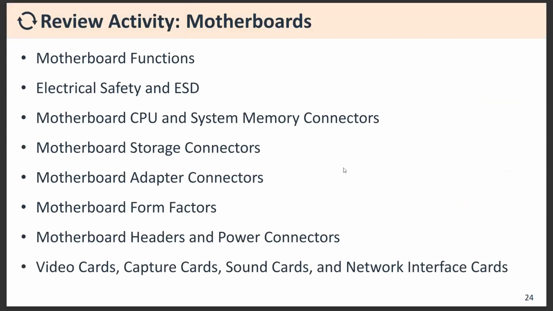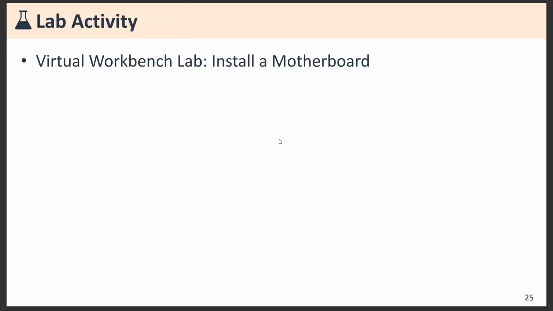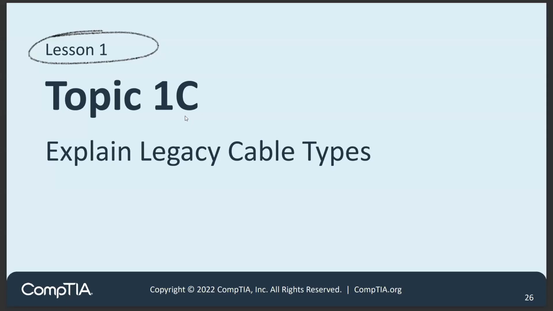Okay, so we were covering all the motherboard functions, electrical safety and ESD. Also the motherboard PC, CPU and system memory connectors, motherboard storage connectors, motherboard adapter connectors, motherboard form factors, motherboard headers and power connectors, video cards, capture cards, sound cards, and network interface cards. And it was another virtual workbench lab. It's in the material that we have access to on Calbright.